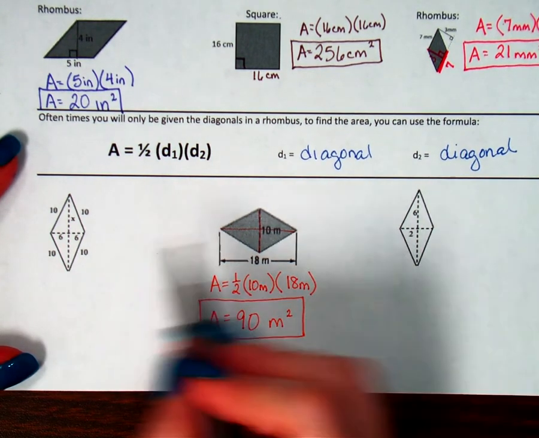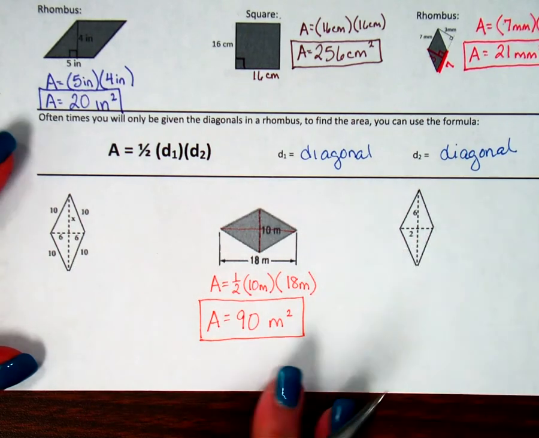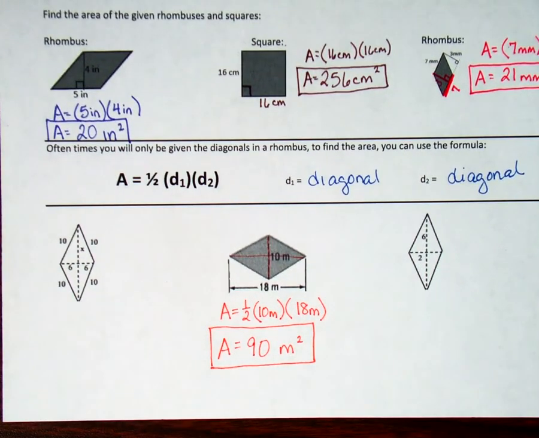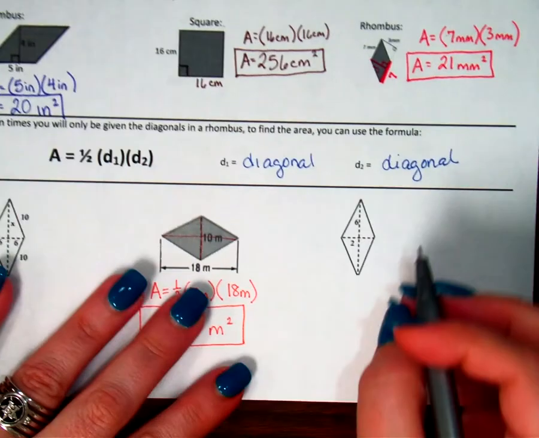Okay? Alright, I'm still skipping this one. I'm going to come to this one next. Since I have a rhombus, it's a parallelogram. And since it's a parallelogram, I know those diagonals are bisected.